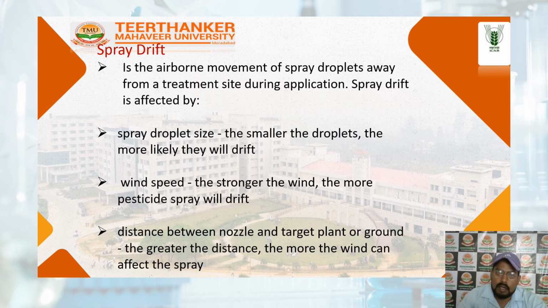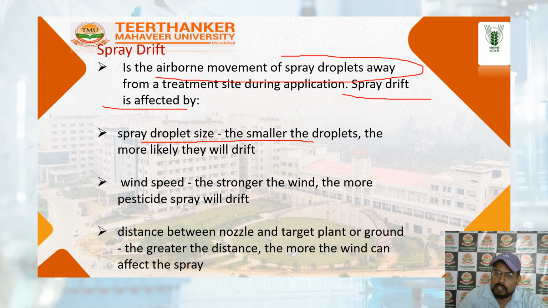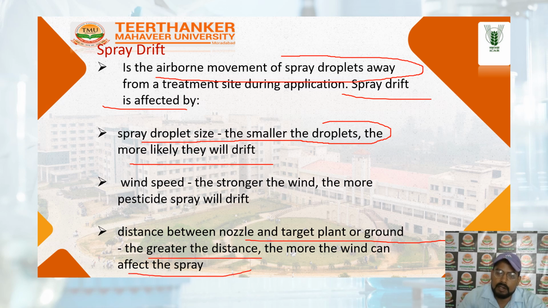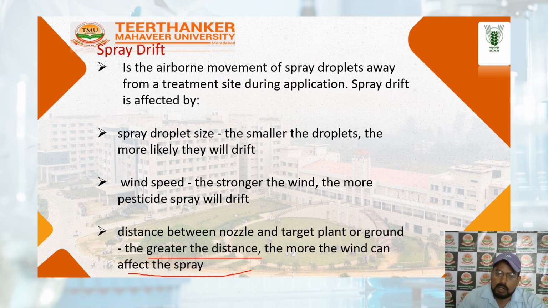So next one is the spray drift. Spray drift means the airborne movement of the spray away from the treatment area during the application. So the spray drift is affected by the spray droplet size. The smaller the droplet size, the more likely the drift. The higher the wind speed, the more the pesticide is carried by the drift. The next one is the distance between the nozzle and the targeted plants or ground. The greater the distance, the more the wind can affect the spray. These are the spray drift characteristics as seen in nature.